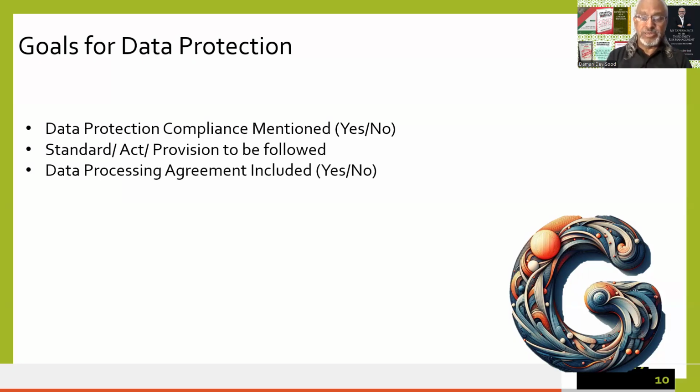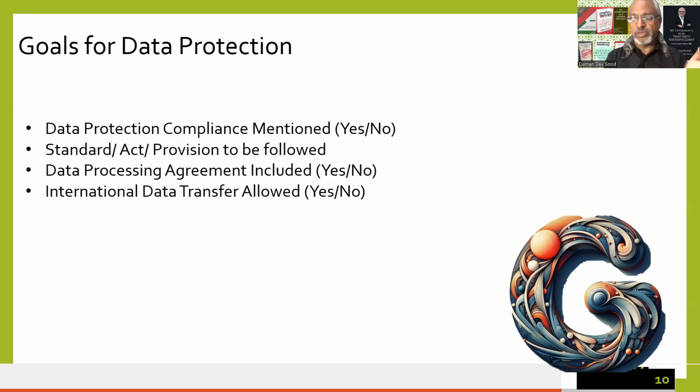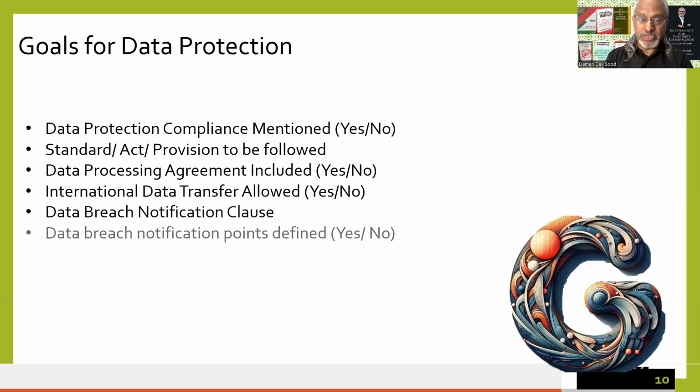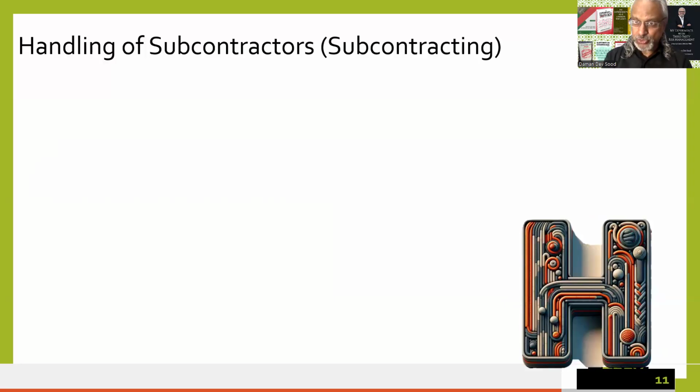Data processing agreement included. International data transfers allowed, yes or no? Wherever you are, wherever the third party is, wherever the data must reside, all should be written in the contract. Data breach notification clause, data breach notification points defined. Data breach notification points, what are those points? So first question is whether you have defined it or not, and then what is the content that also should come into your contract.